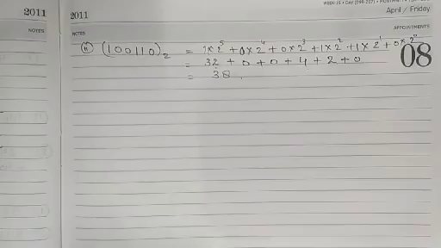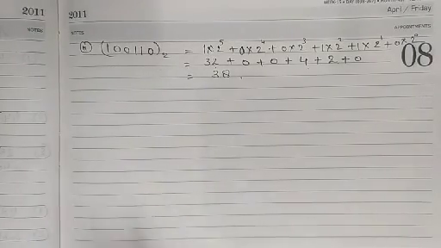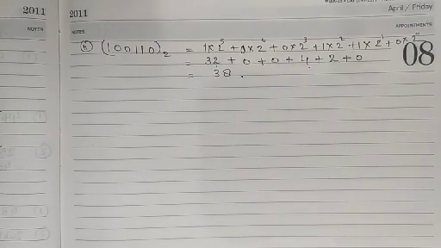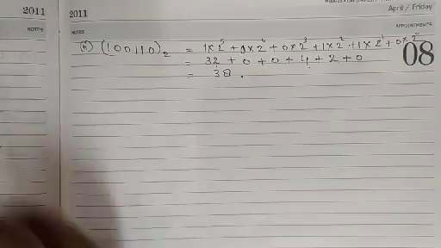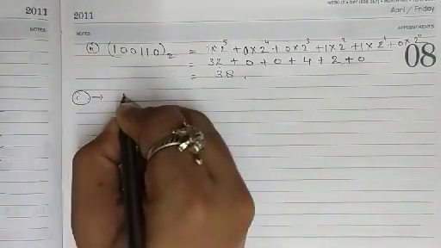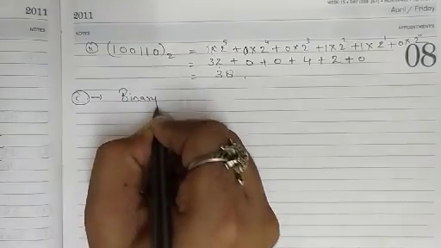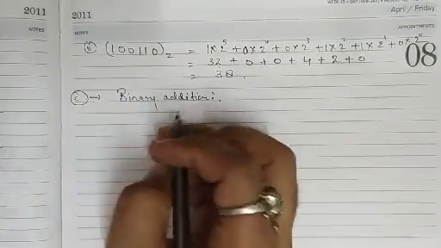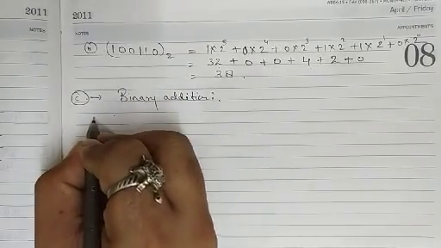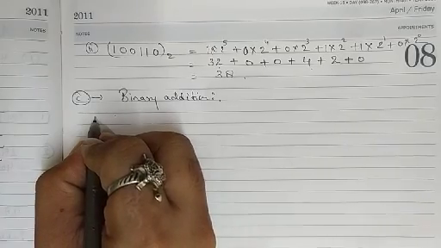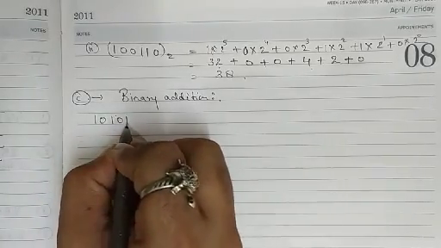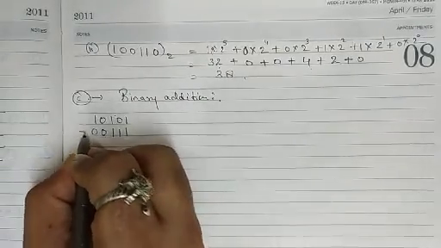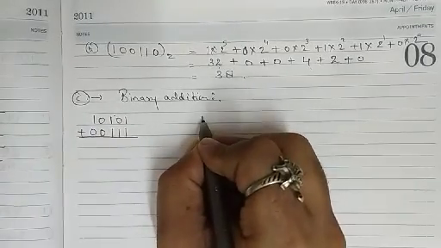See how easy it is. Just for your correction or for checking purposes, I am doing it so that you can easily get what to do. Now, our C part says about binary addition. Right? Binary addition. See, binary addition. 3 parts are there. We are going to solve it. 10101 added to 00111. Right? This is our first part.